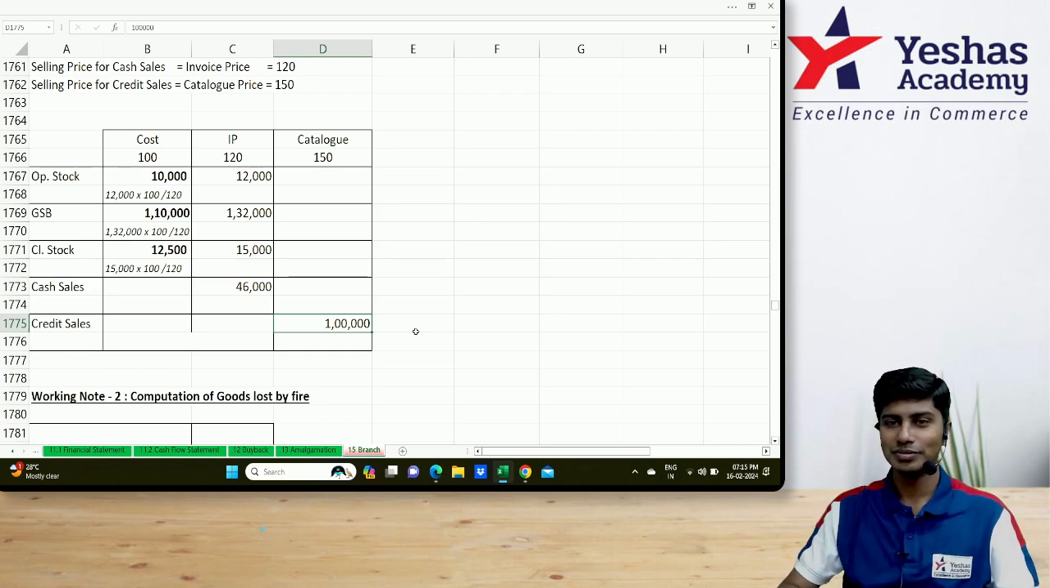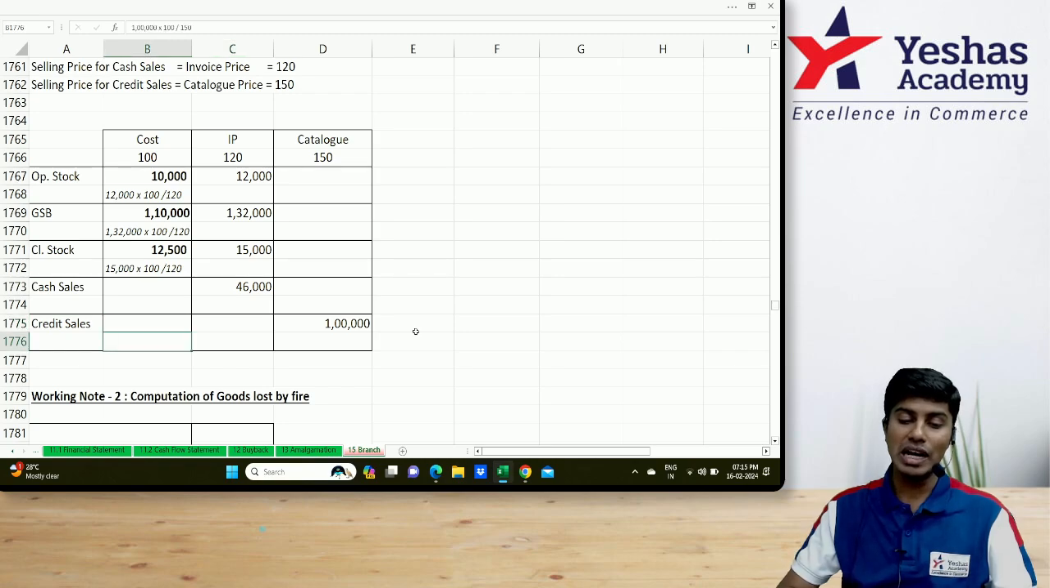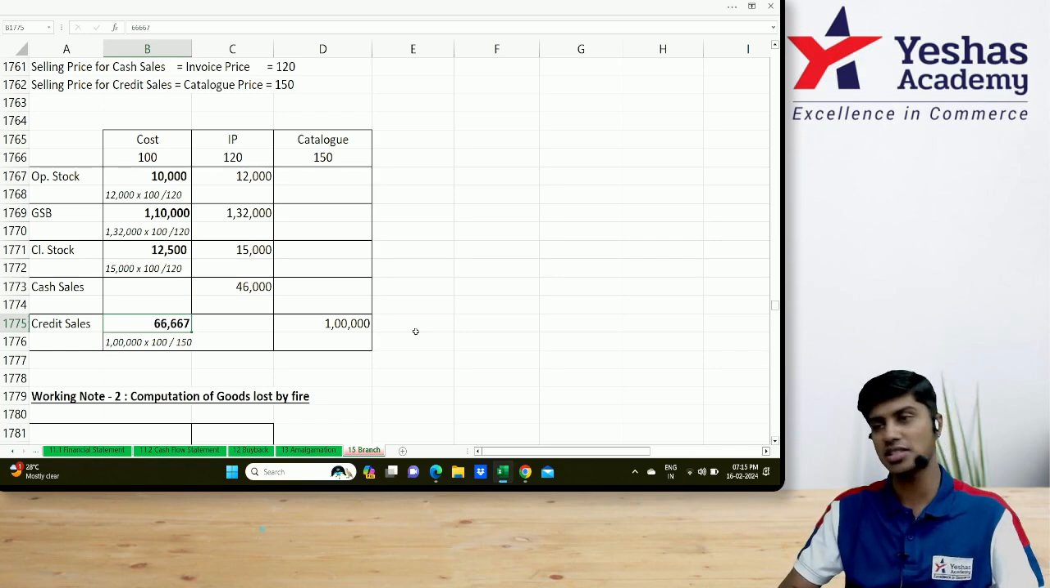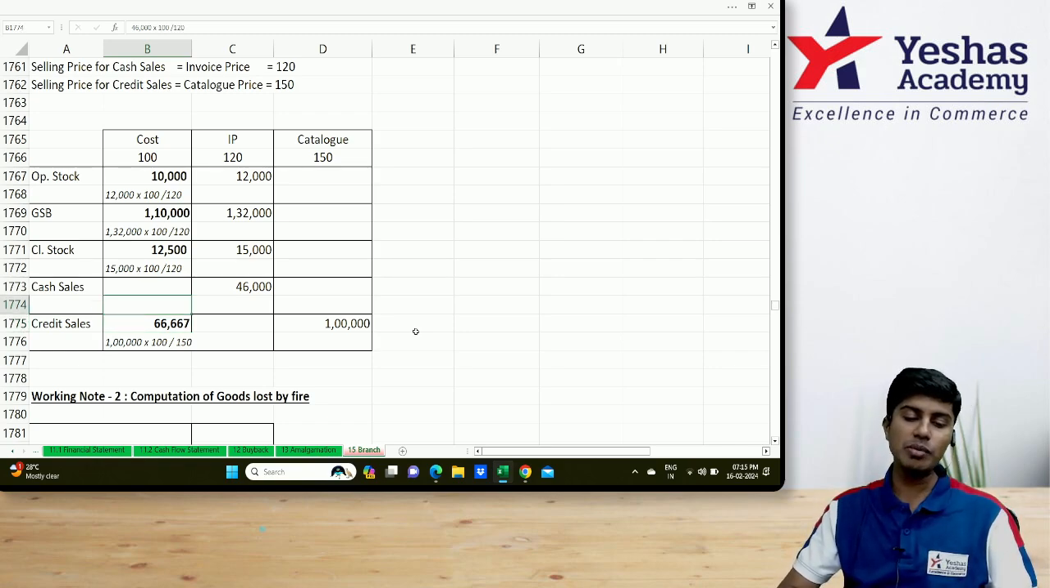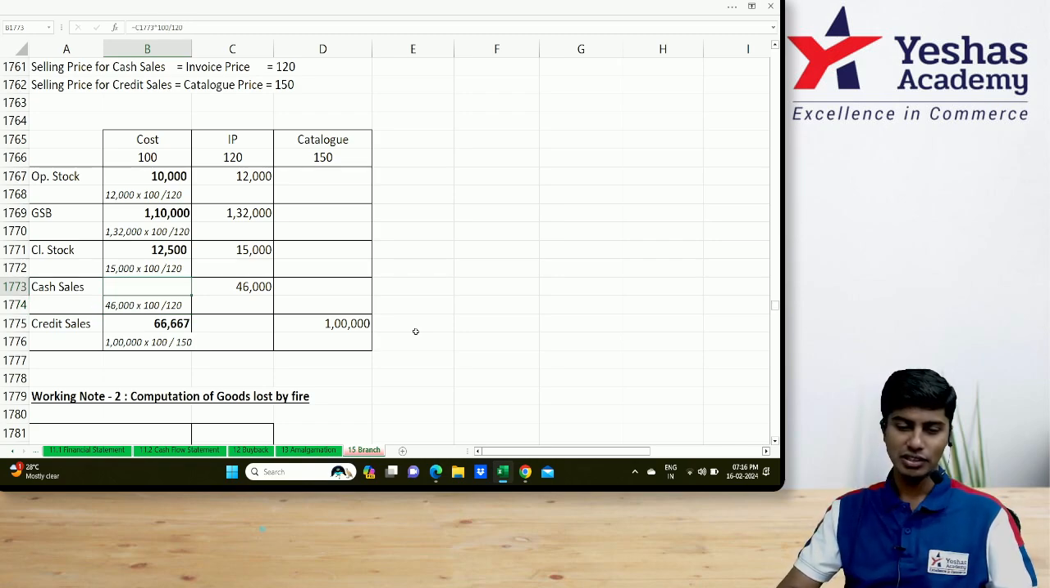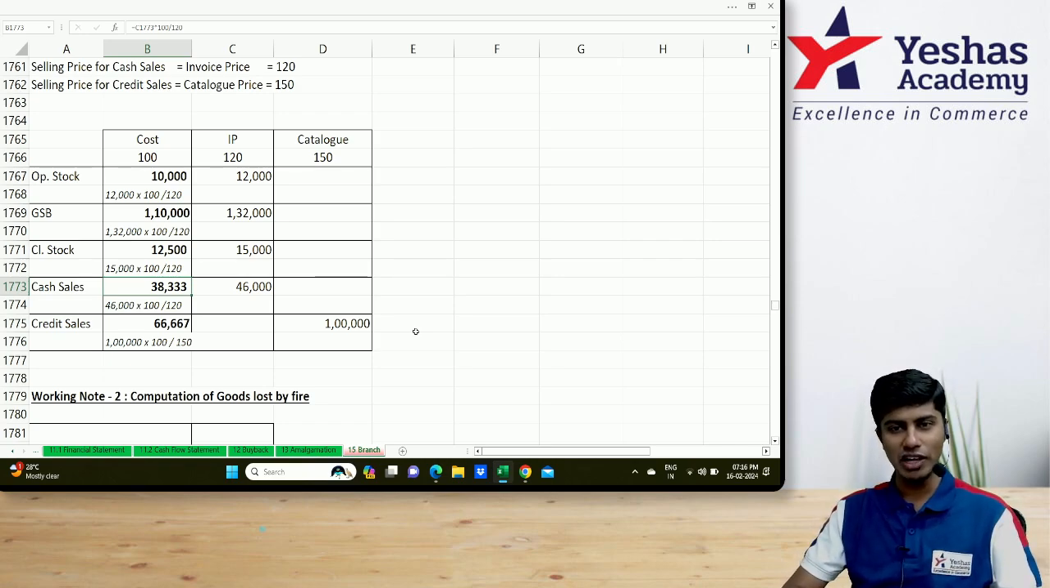Now 1 lakh is 150. How much is 100? 1 lakh into 100 by 150, 66,666.66, 66,667. 46 into 100 by 120, 38,333.33. We'll keep it at that value.